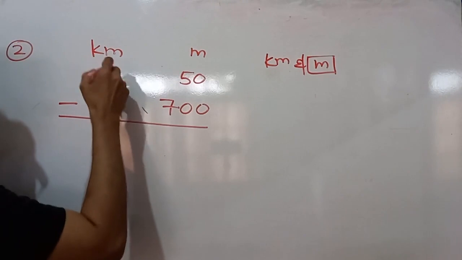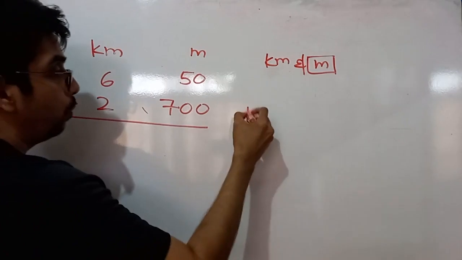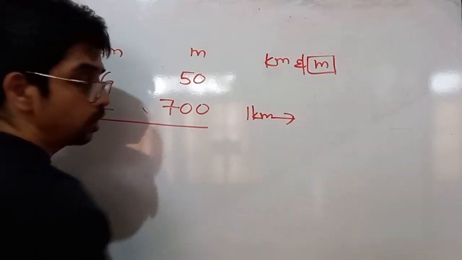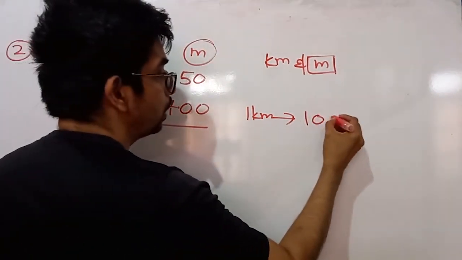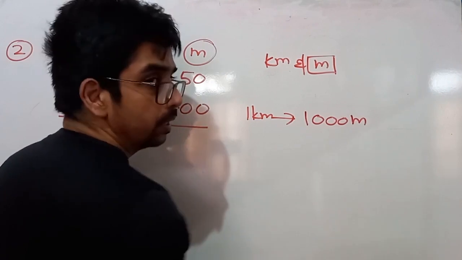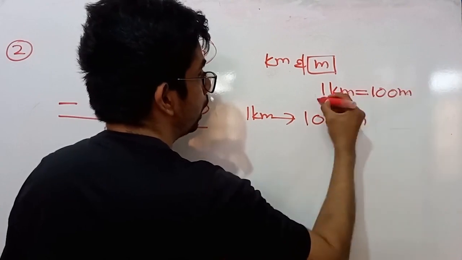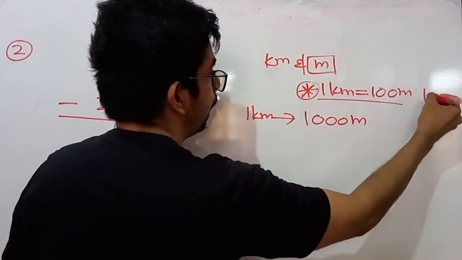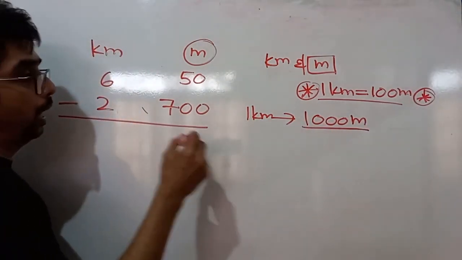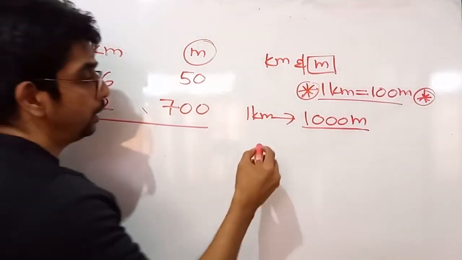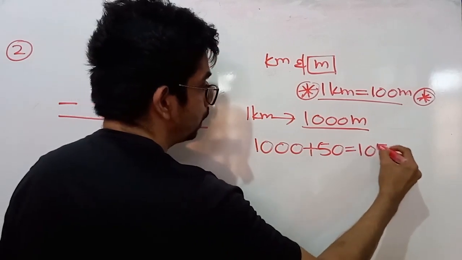So just as before, we are taking 1 from where? Kilometers. When we take 1 kilometer and it crosses over to the meter portion, that 1 kilometer becomes what? 1000 meters. We know that 1 kilometer is equal to 1000 meters. So the borrowed amount plus what was already there is 1000 plus 50. So that will be 1050 meters.